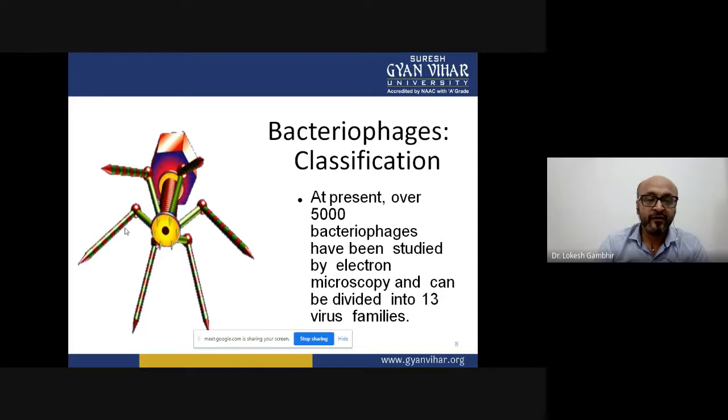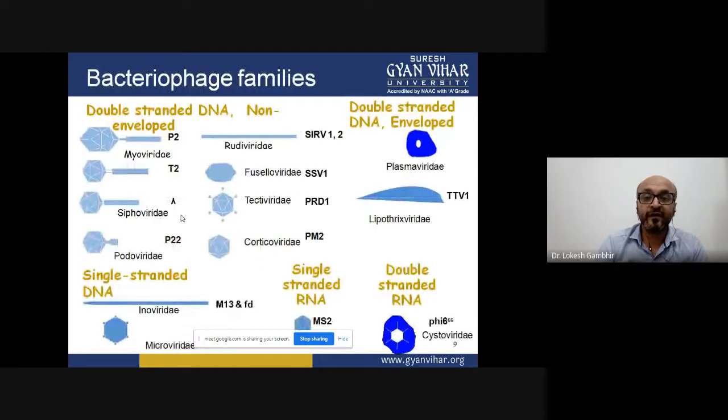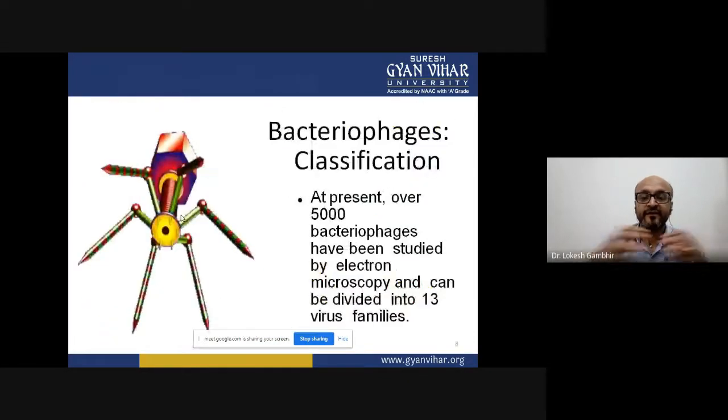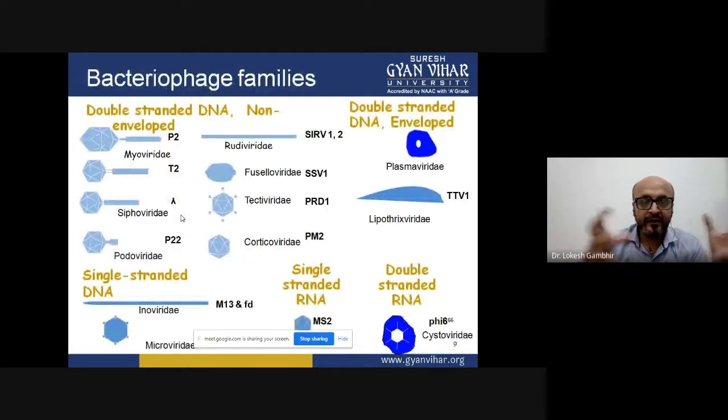If you talk about bacteriophages, at present there are almost 5,000 bacteriophages that we are talking about under the single umbrella of bacteriophage. Those 5,000 bacteriophages have been studied, and they have been divided into 13 different families, be it Myoviridae, Siphoviridae, or Podoviridae. There are 7 families grouped under double-strand DNA with no envelope. They are naked double-strand DNA viruses.